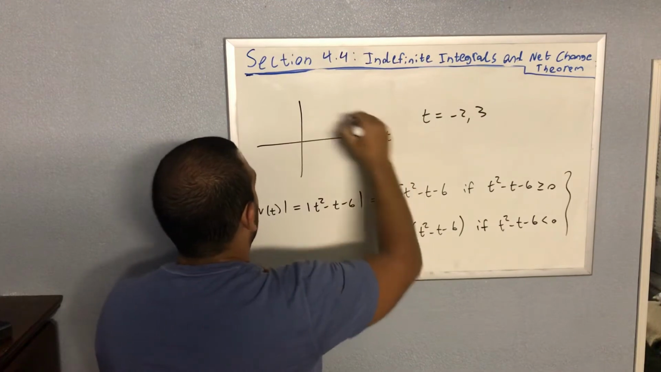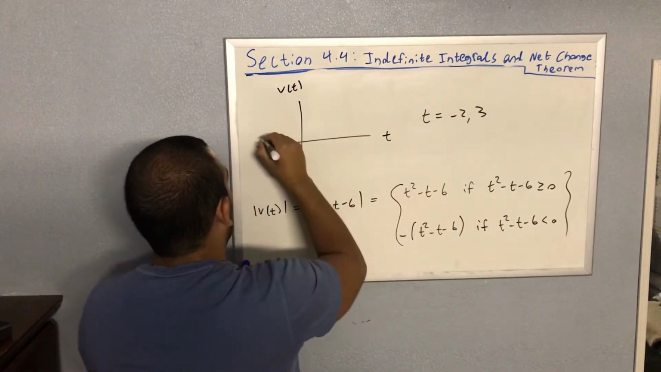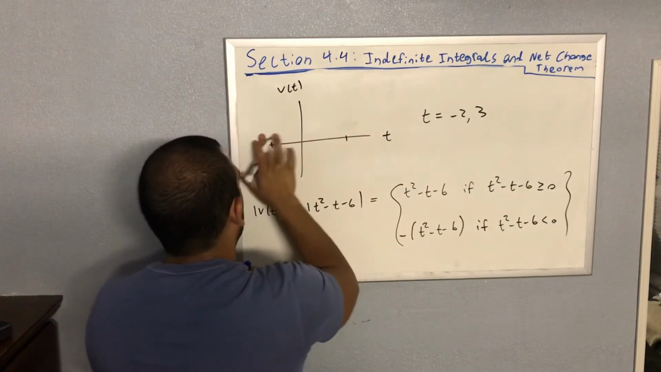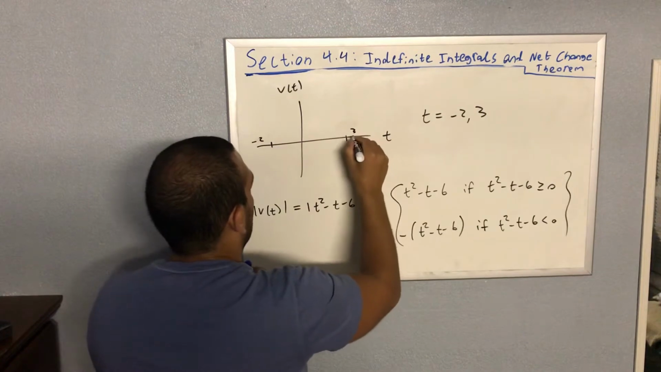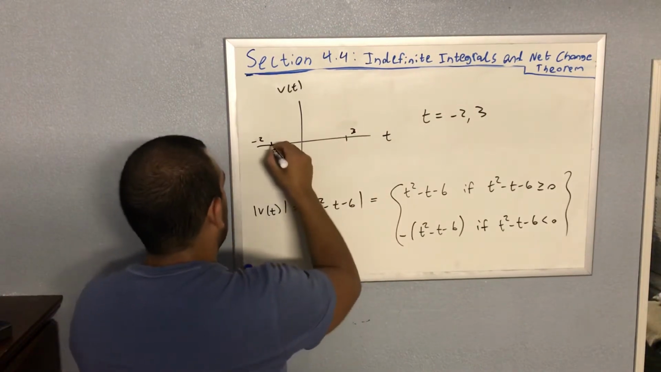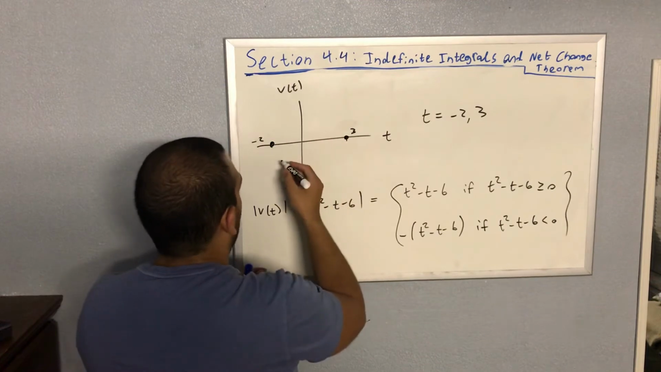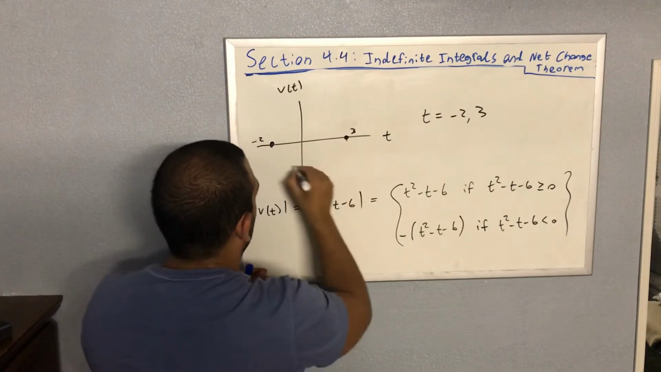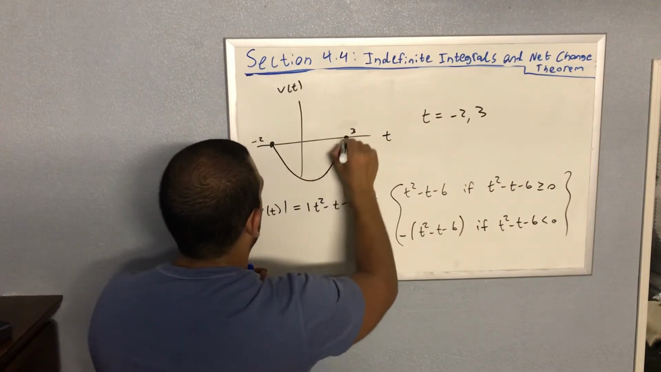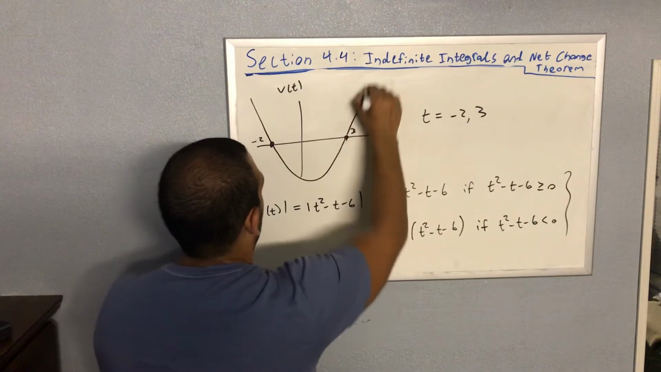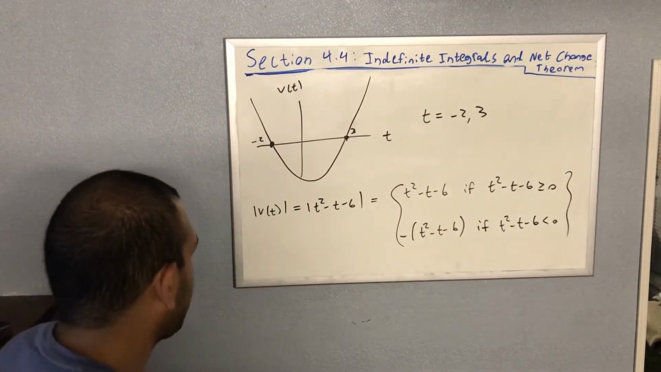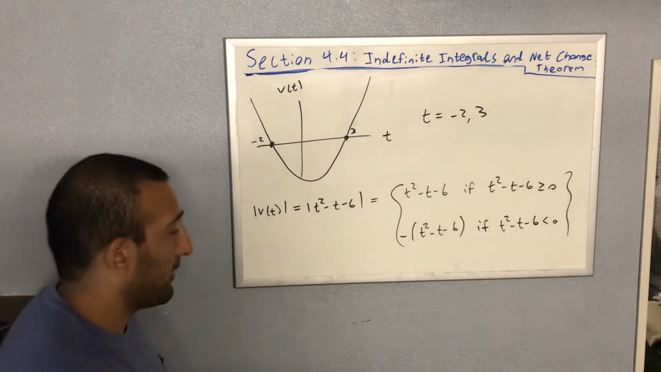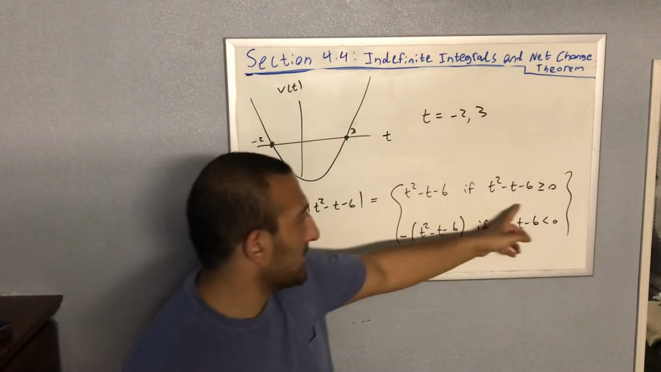If this is time and this is the velocity, we know that at -2 and at 3, or I should put these a little further away, there's 3. We know that the function is 0 at these points, and it opens up, right? So it can't be arced like this, so it has to be arced down like that. So it looks something like this. That's what this function looks like. Okay? And so from here, you can very quickly see these conditions.